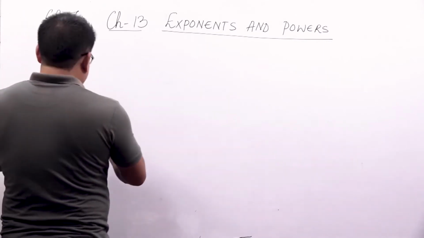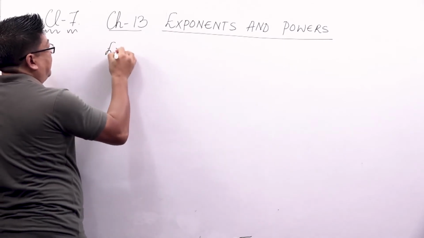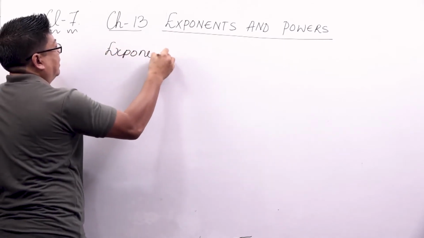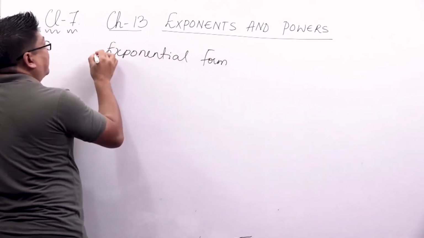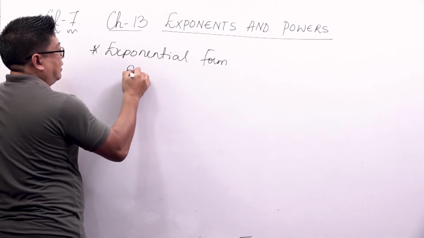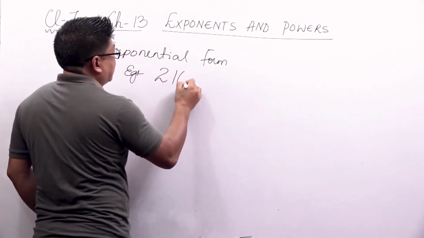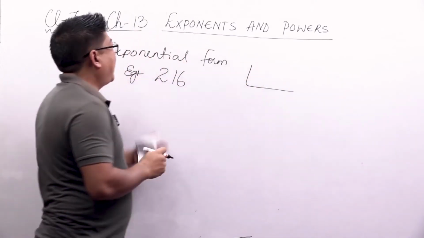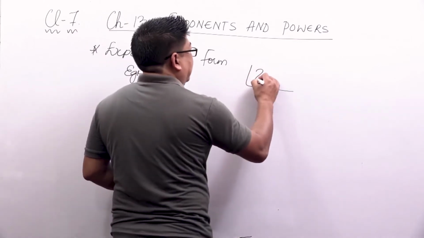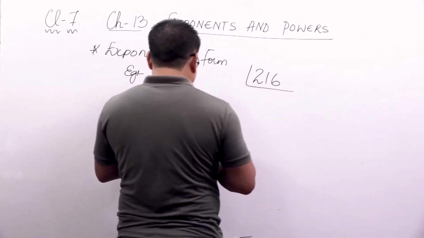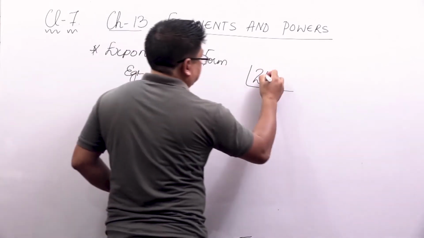So let's start with exponential form. We have already learned about exponential form. Now let's take an example. Let's take a number 216. To find the exponential form for this, we have to go for prime factorization. Sorry, let's make this 256.